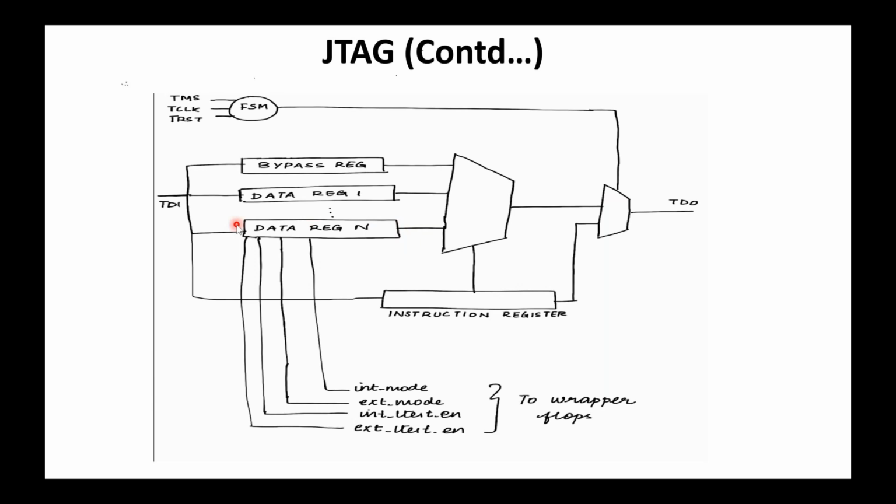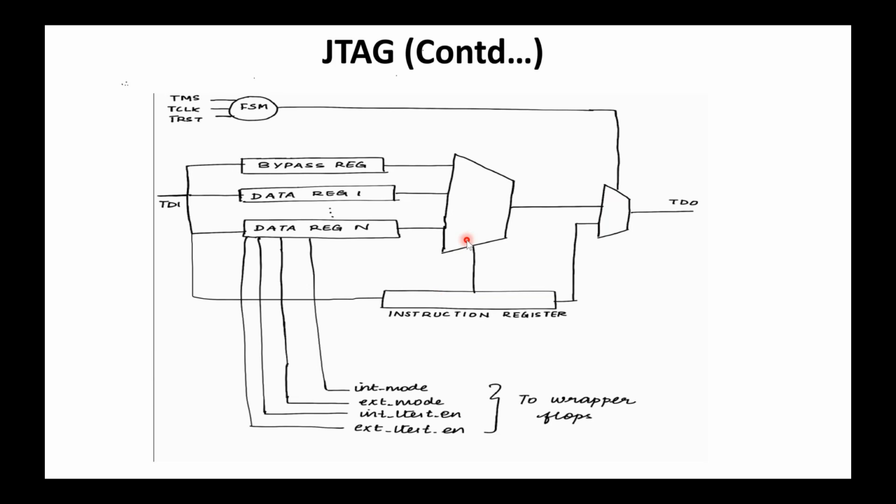So basically, we will be loading a value into the instruction register to select any one of the data registers. The value will be loaded into the instruction register through this TDI. The output of the instruction register will be going to the mux.